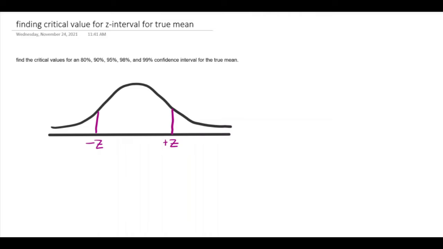And these values separate the probable sample statistics from the improbable. Basically, they tell us our rejection region. So this area right here and this area right here, these are our rejection regions, the regions to the right and to the left of our z-scores.